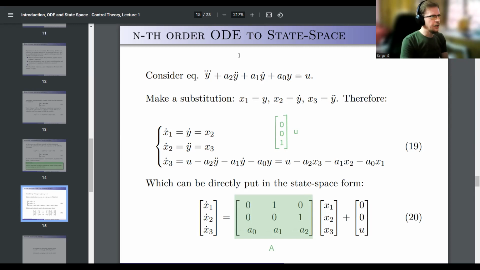This will be, and then this thing will be matrix B. So we could have rewritten this in this form, and this 0, 0, 1 would be matrix B. That's if we wanted matrix B. Now what if we wanted matrix C?